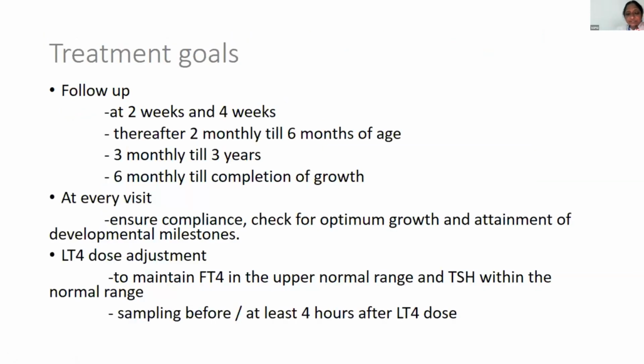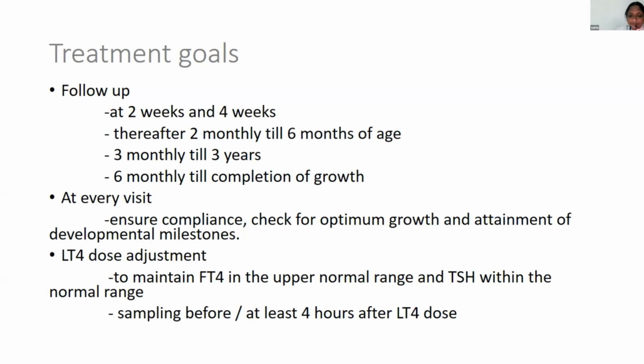The treatment goals for congenital hypothyroidism: you need to follow up after starting treatment at 2 weeks and 4 weeks. Thereafter, 2 monthly till 6 months of age, 3 monthly till 3 years, and 6 monthly till completion of growth. At every visit, it's important to ensure compliance. You need to really ask them how they're giving, whether they're giving regularly, check for optimum growth and attainment of developmental milestones. And dose adjustment, unfortunately, we cannot do any adjustment without doing the blood test. We need to do blood tests to maintain free T4 in the upper normal range and TSH within the normal range. Oversuppression of TSH is not advisable.